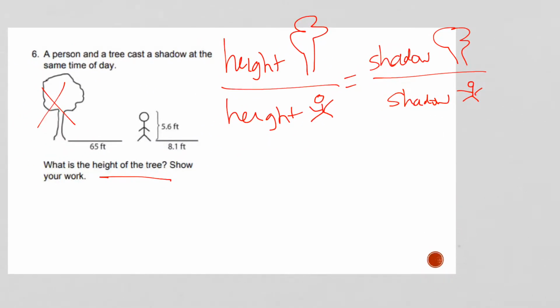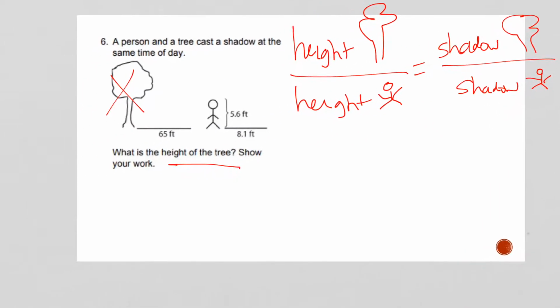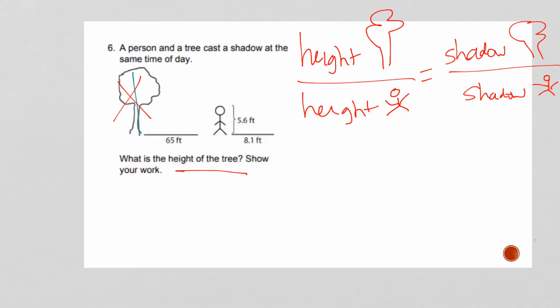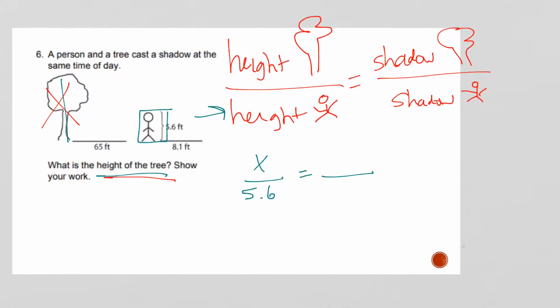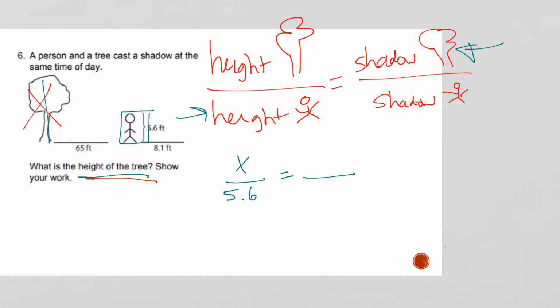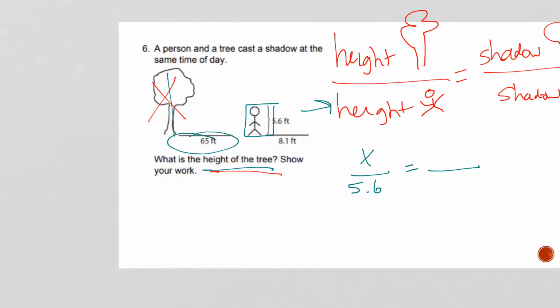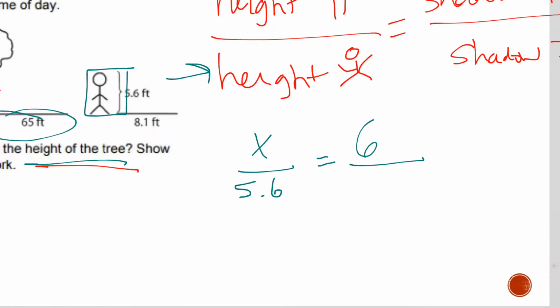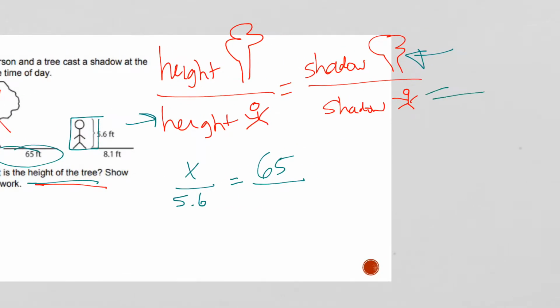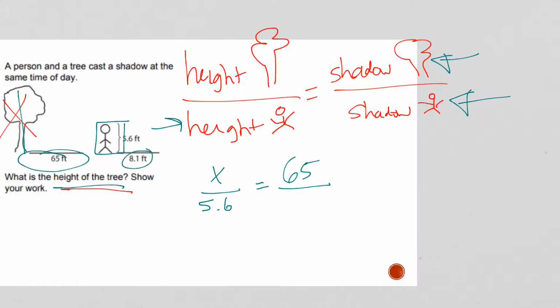So the height of the tree, I don't know. I know it's x because that's what they told us they want us to find. So x divided by, what's the height of the person? Well, the person is 5.6 feet tall. Equals the shadow of the tree. The shadow of the tree is on the floor. The shadows are on the floor, 65 feet. And the shadow of the person is 8.1 feet.